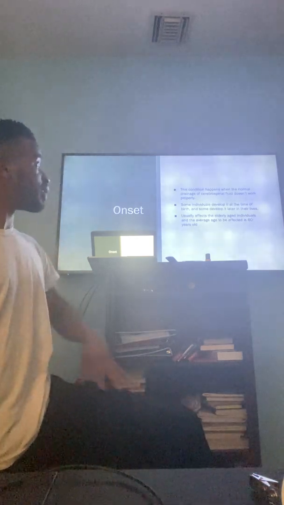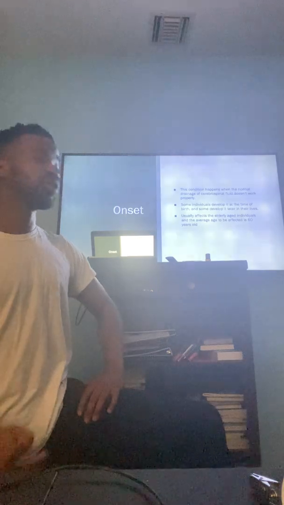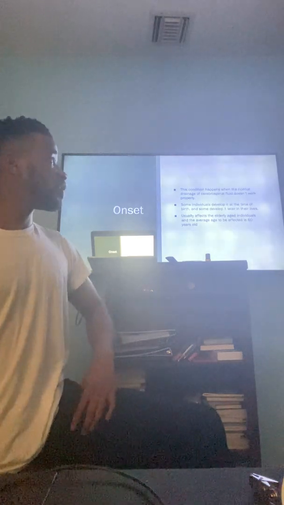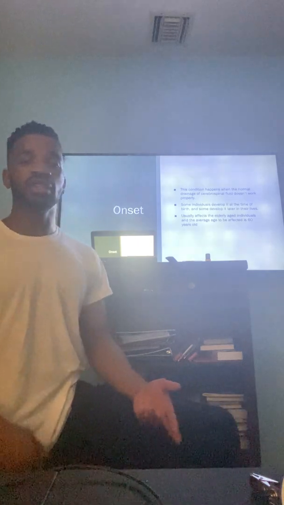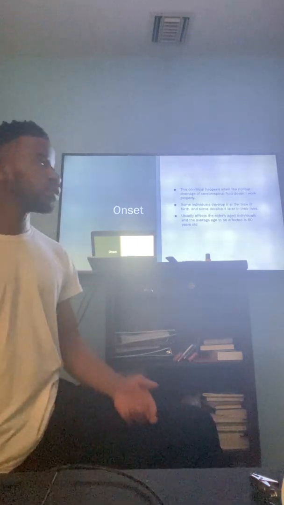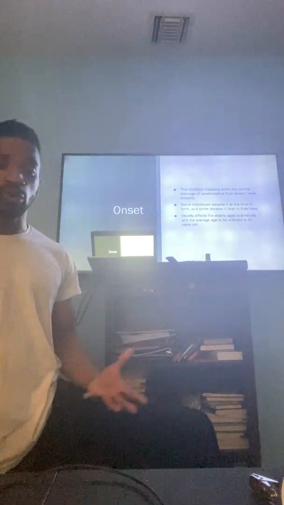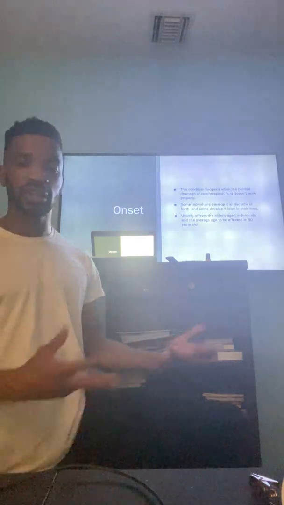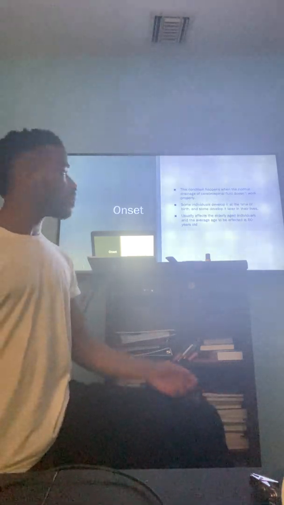Onset. This condition happens when the normal drainage of the cerebral spinal fluid doesn't work properly. Some individuals develop this at birth, and some individuals get this later on in life when they get older. This usually affects individuals within the age of 40 to 60 when we see it in their later life, or you can see it at birth.